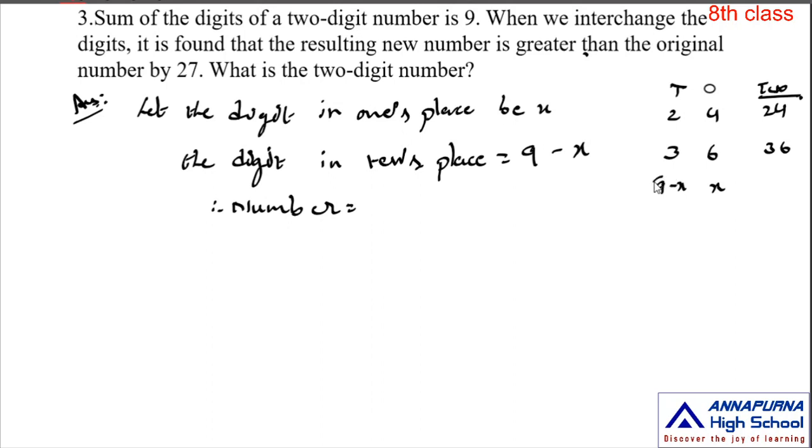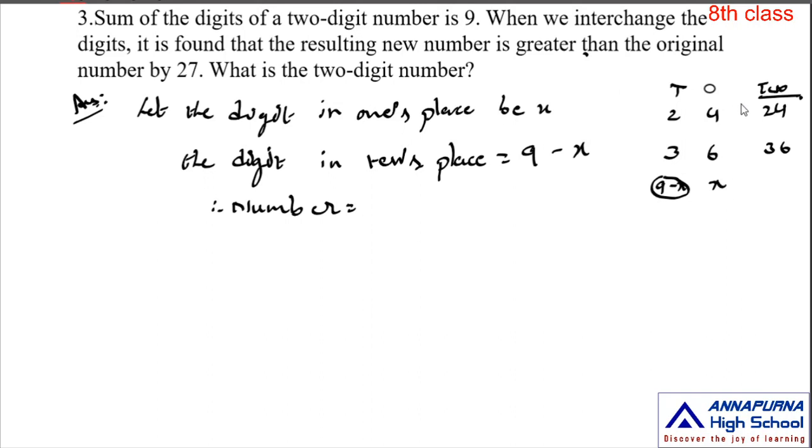The digit in tens place we represent with an expression. Then what is the two-digit number? Can we write 9 minus x? Is this correct? No, this is wrong. Then how do we find the two-digit number if the digit in ones place is x and the digit in tens place is 9 minus x?